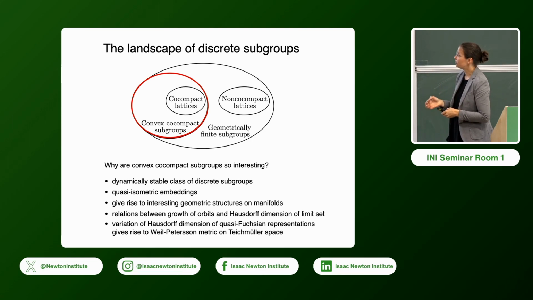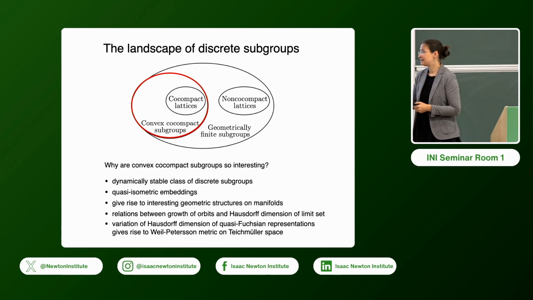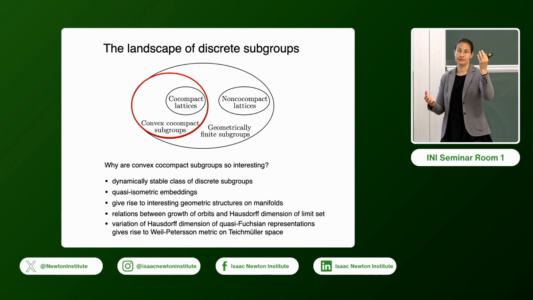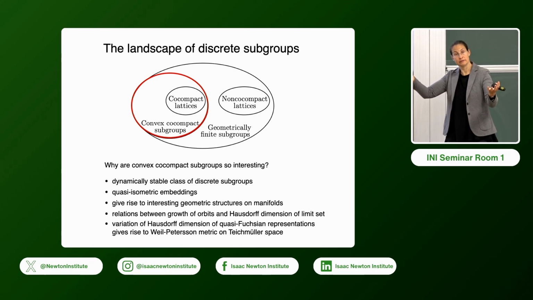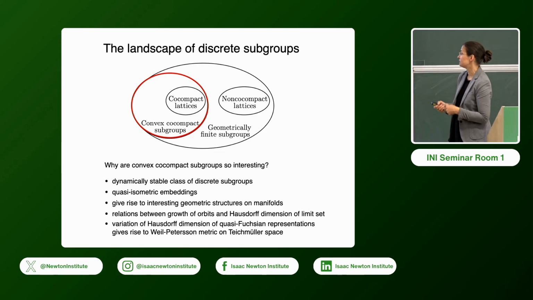So I want to highlight a couple of points why convex co-compact subgroups are so interesting, or just some of the nice geometric properties they have. So the first is it's a dynamically stable class of discrete subgroups. If I think of this convex co-compact subgroup as you give me a finitely generated group and I embed it into the isometry group of hyperbolic n space as a discrete subgroup, if this embedding is convex co-compact, then any small deformation will stay convex co-compact. So you can't destroy it by just wiggling the generators of your group.